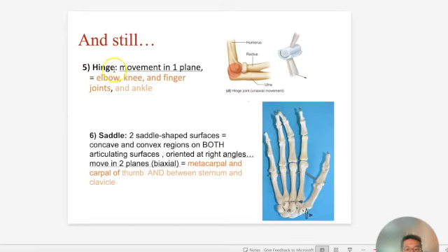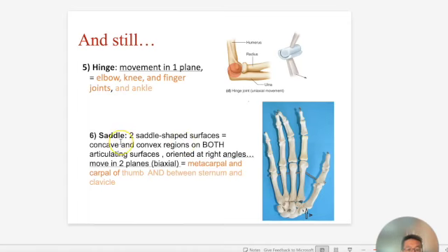And then you got your hinge joint. Hinge joint is also easy. Just one direction, up and down. Flex and extend like a door. It's got a hinge there. That would be the hinge joint: elbow, knee, finger joints, ankle.